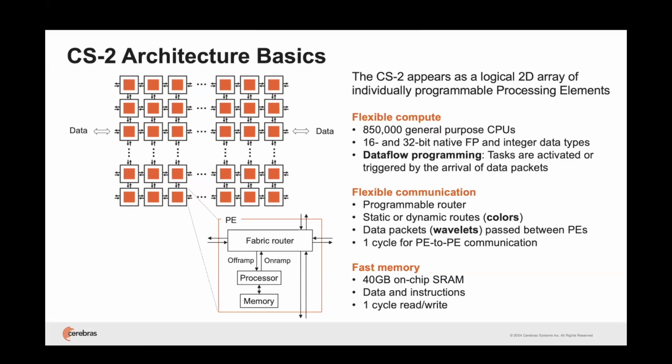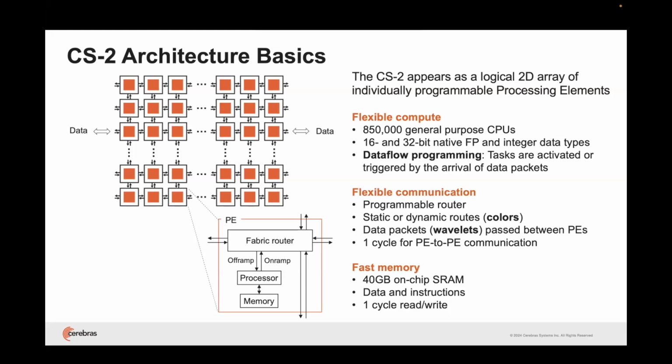The way that the CS2 appears to a low-level kernel programmer is a giant logical 2D array of individually programmable processing elements. This is a significantly different model than, say, a GPU, which is in some sense a variation of SIMD, single instruction, multiple data, though of course the terminology that NVIDIA uses is single instruction, multiple thread. This is true MIMD, multiple instruction, multiple data. These are hundreds of thousands of independent cores, which natively support half and single precision data types.